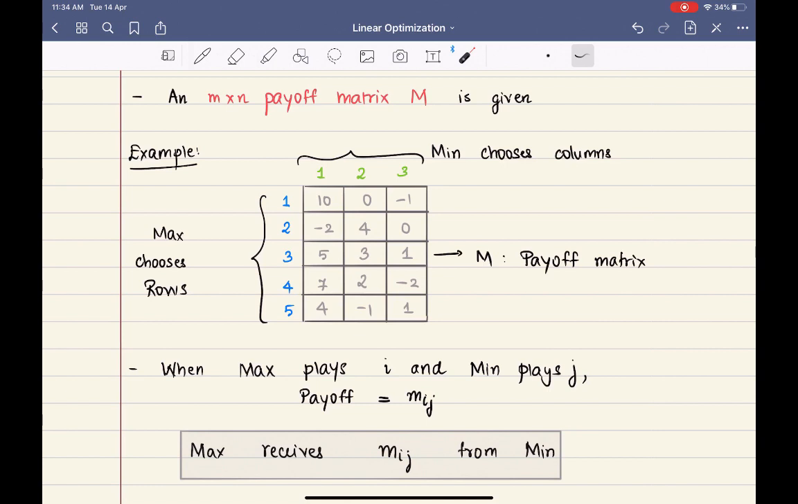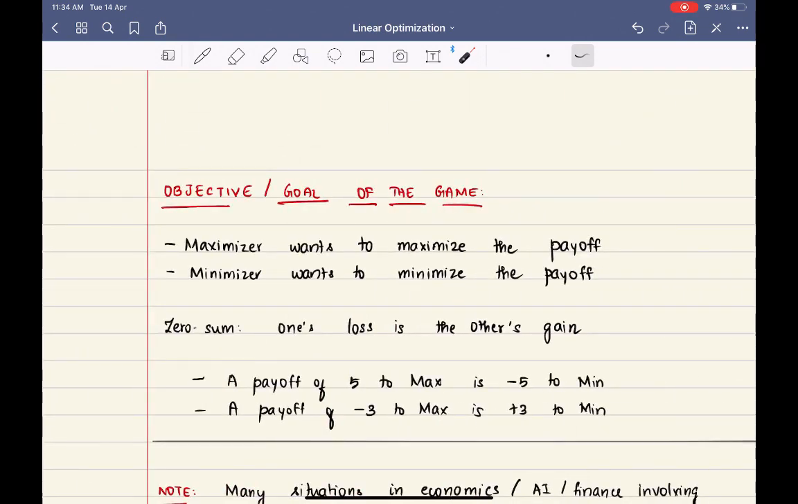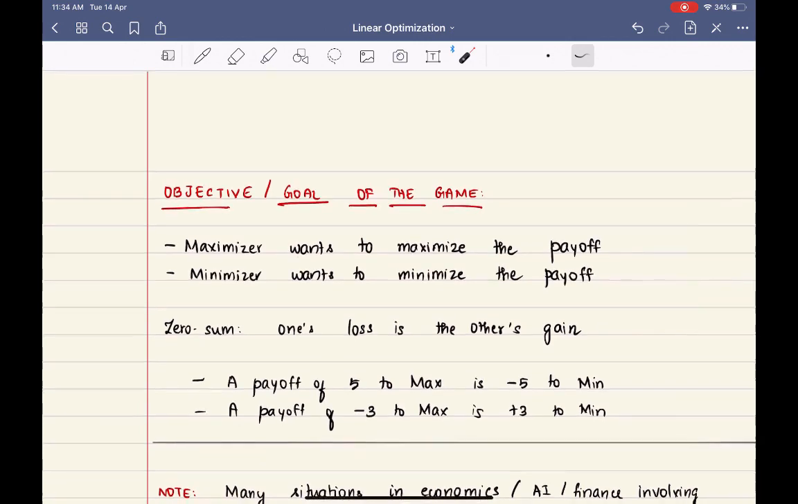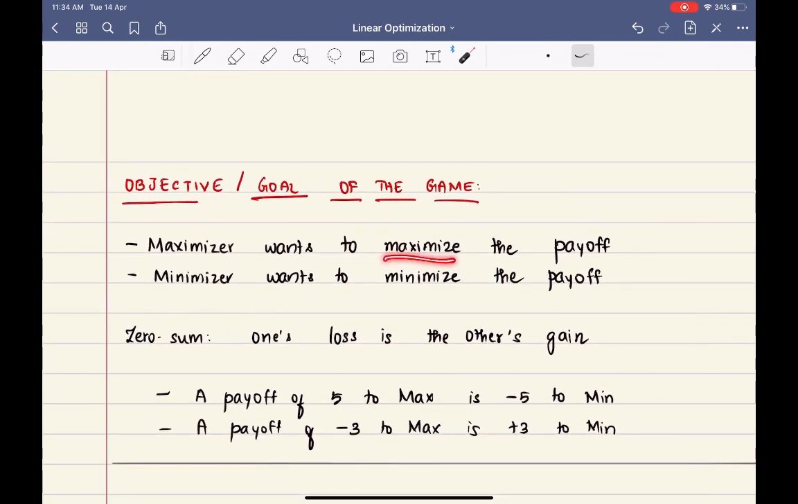Max does not know what min is going to play and min does not know what max is going to play. Now based on this, they have to optimize their choices. So we are looking at max as choosing rows of this matrix and min as choosing columns of this matrix. The objective of the game is that max wants to maximize the payoff and min wants to minimize the payoff. This is because min is the one paying to max, so min wants to minimize what she gives and max wants to maximize what she gains.